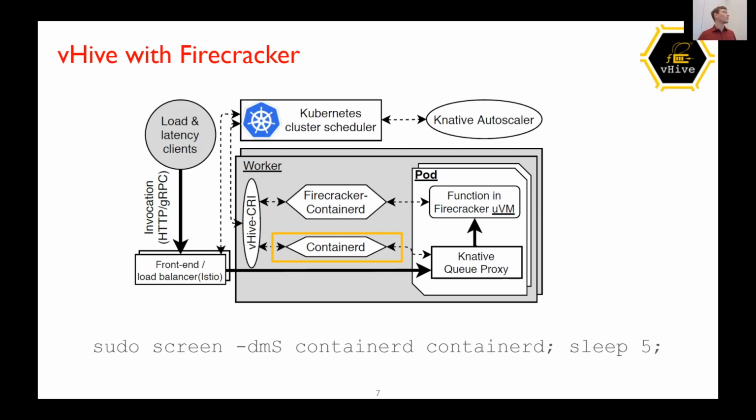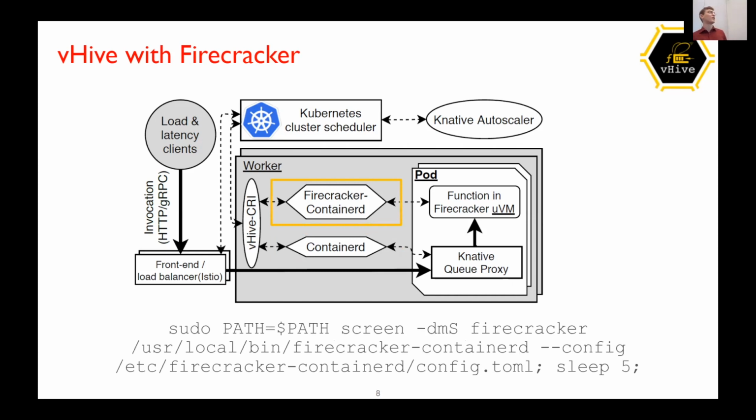So to run our infrastructure code, we will need containerd. For this, we can start it in the background using screen. This will just basically open a separate session and run containerd in the background. Then after this, we need to start a Firecracker containerd. It's a bit more complicated, but you can just copy paste the command. This will start the environment so we can later on run our functions within Firecracker.